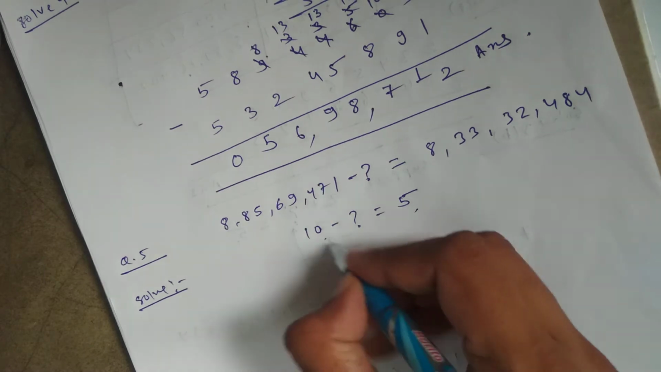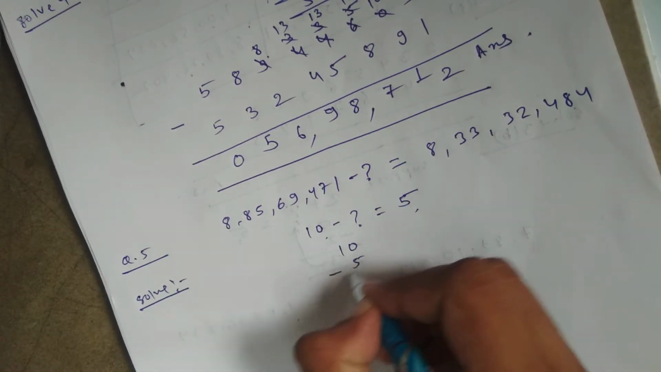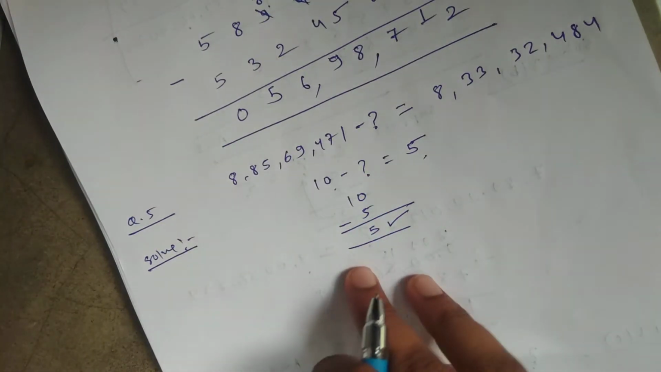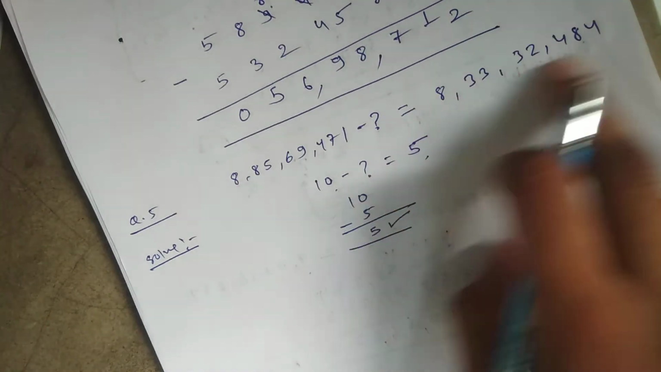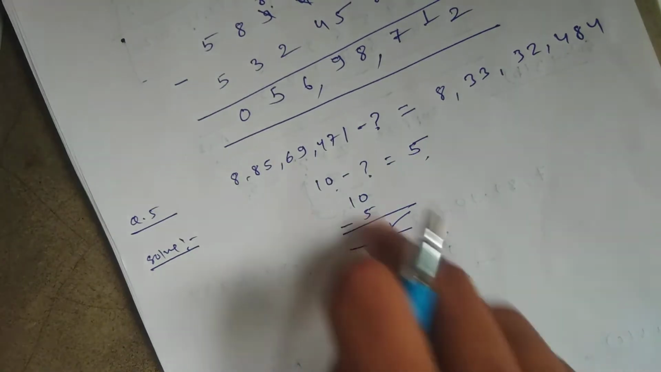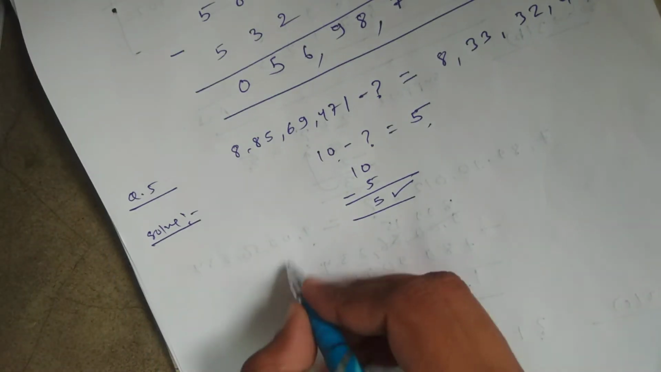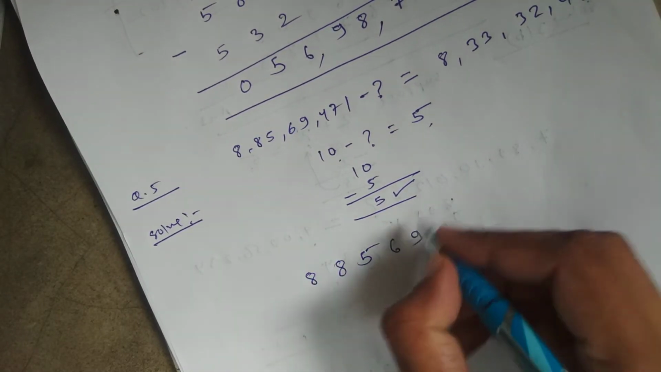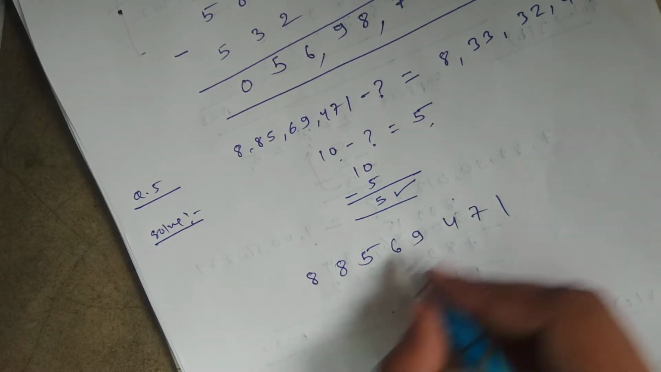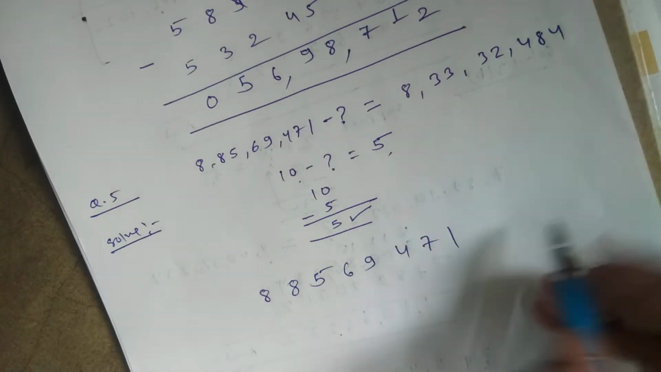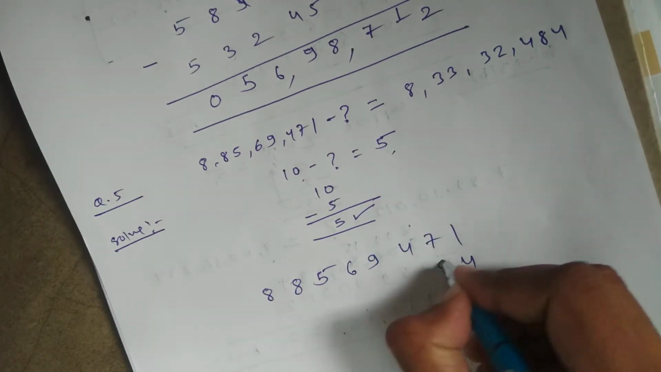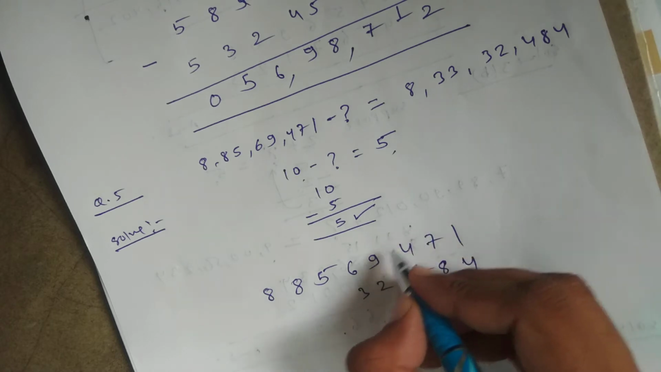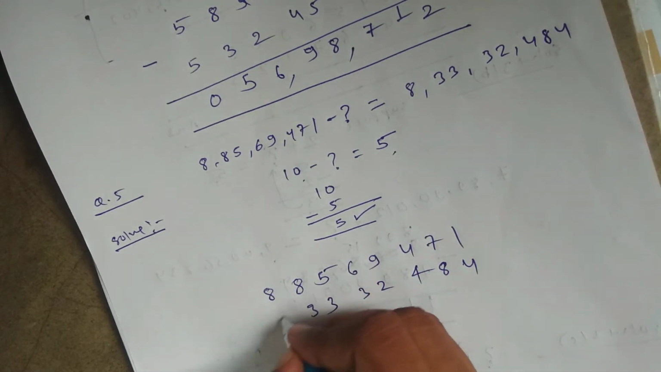How did you do that? By subtracting a small number from a big number, you got the answer. Similarly, when you subtract this small number from this big number, you will get the answer. I am doing it here for you. You see, 885,69471. Now here write 4, 8 4 2 3, then 3 3 8.